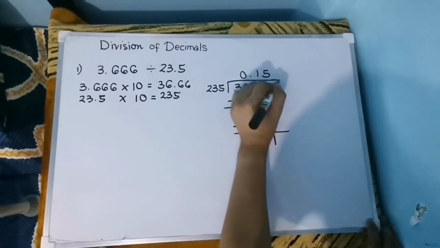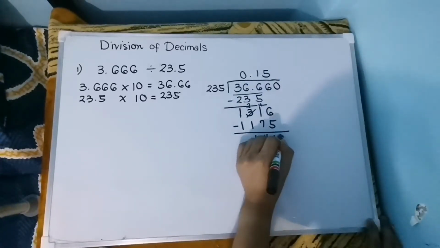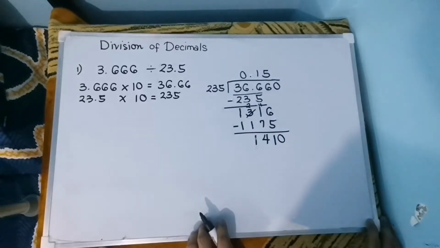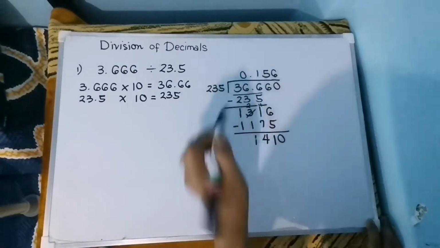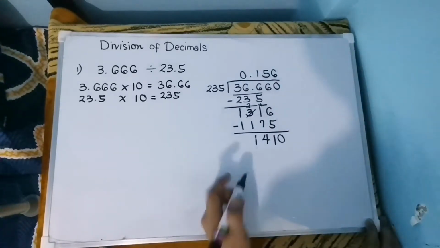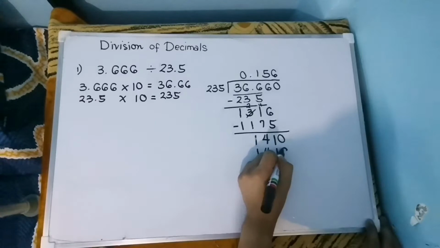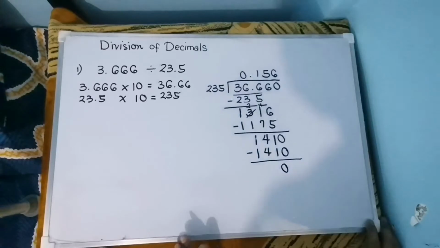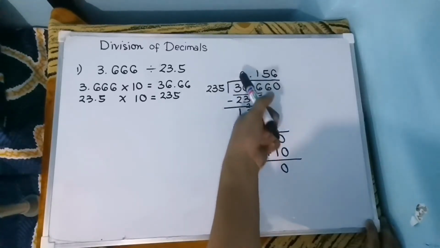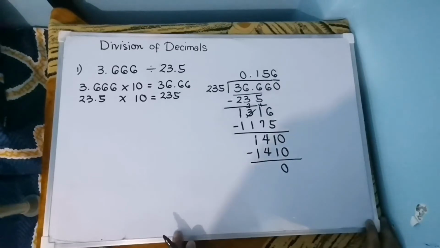So, we can continue the process by adding 0 dito sa dulo. And then, bring down 0. So, we have 1,410, which is 6 times 235. We have here 1,410, and then we have 0 remainder. So, therefore, when we divide 3.666 by 23.5, the quotient will be 0 and 156 thousandths.